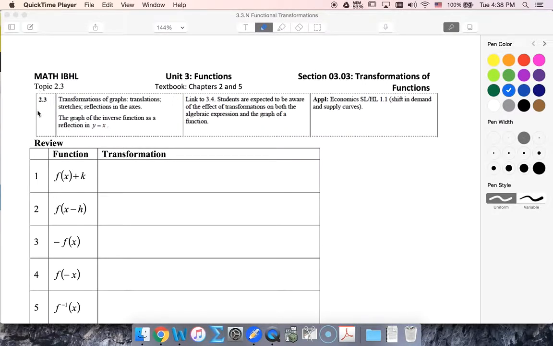Hello students, now we're into syllabus topic 2.3 and we're going to talk about transformations of graphs. Specifically translations, stretches, and reflections for right now.